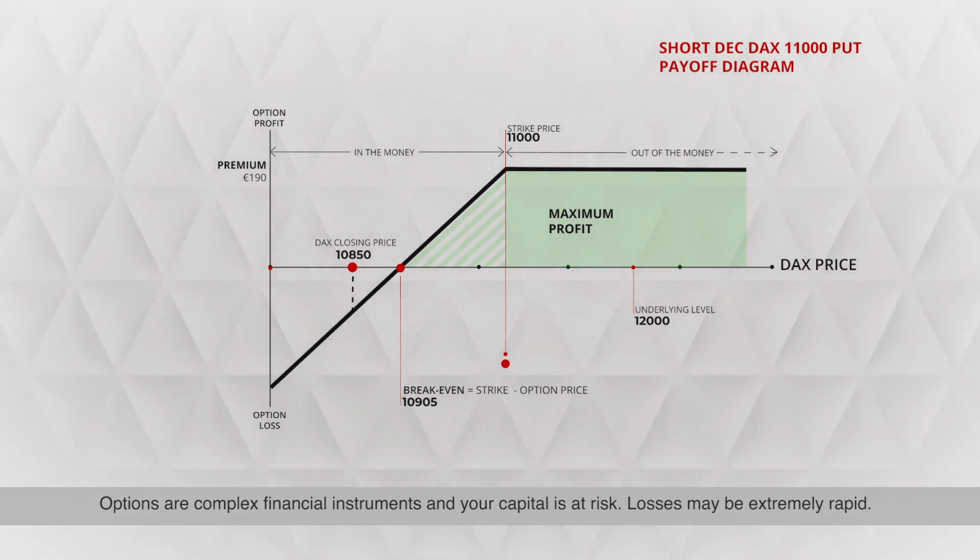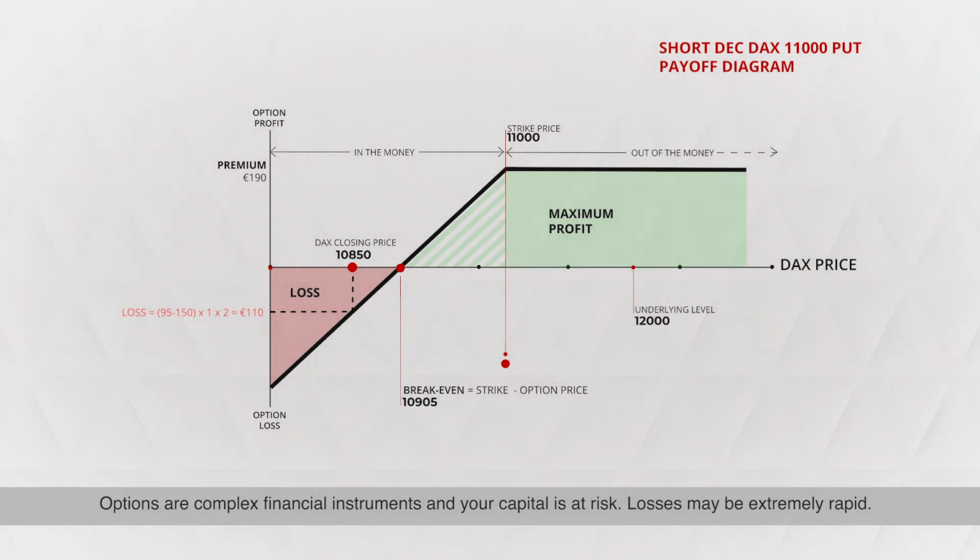The put will close at a price of 150. You initially sold the put at 95 and bought it back at 150, leaving you with a loss of 55 points or €110 in total. The lower the DAX price when your short option expires, the bigger your loss.